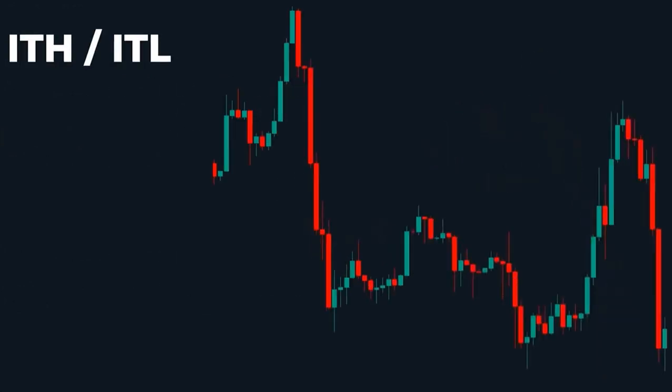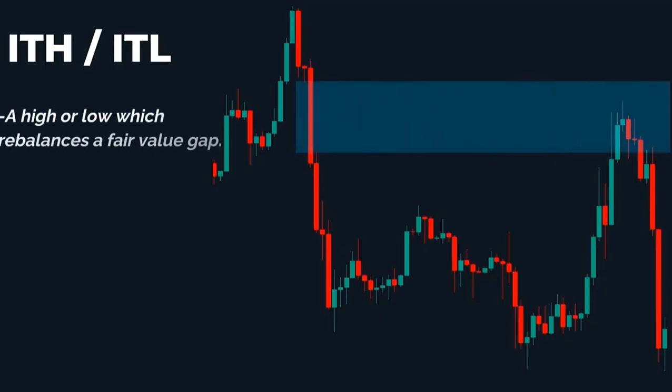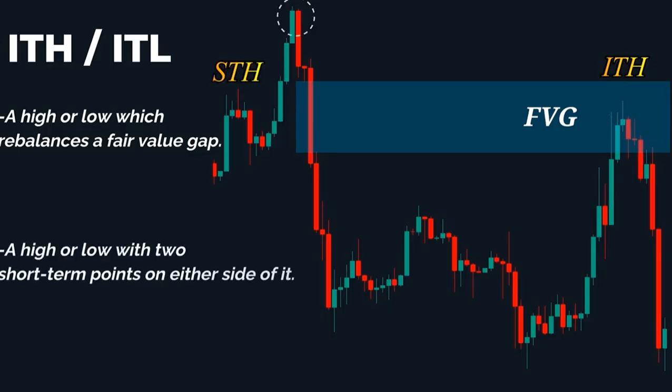Intermediate terms are identified in two ways. First, every time the price rebalances an old imbalance, such as a fair value gap, the corresponding swing high or low should be immediately labeled as an intermediate-term high or low. The second way is when a higher swing point occurs between the first swing point and the third swing point. This higher point is identified as the intermediate-term point. Only one of these conditions is sufficient for it to be designated as an intermediate point.